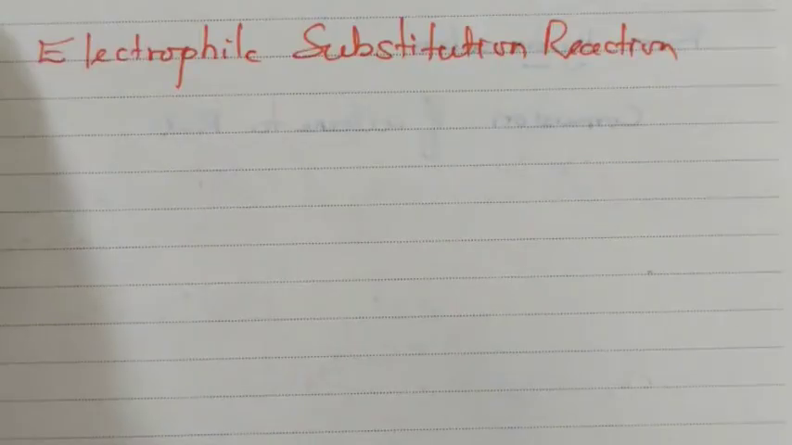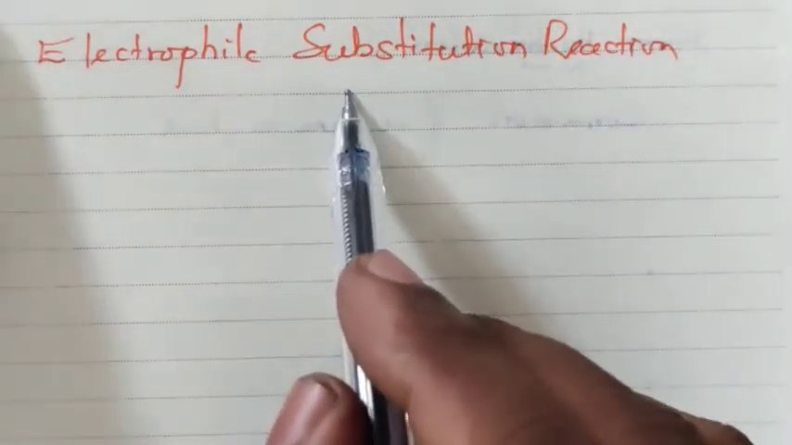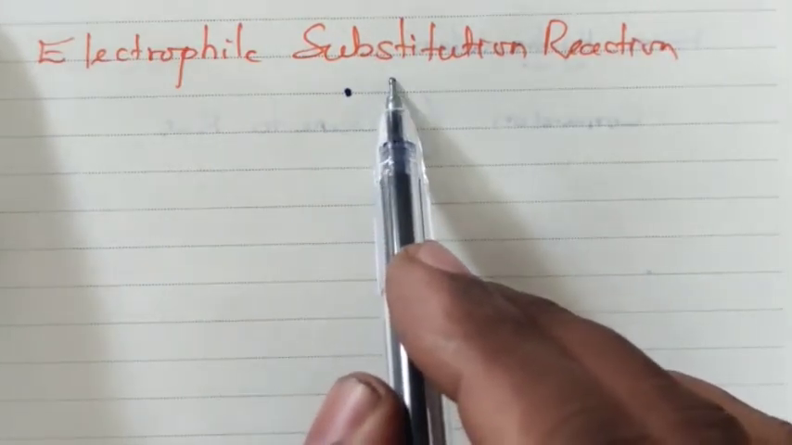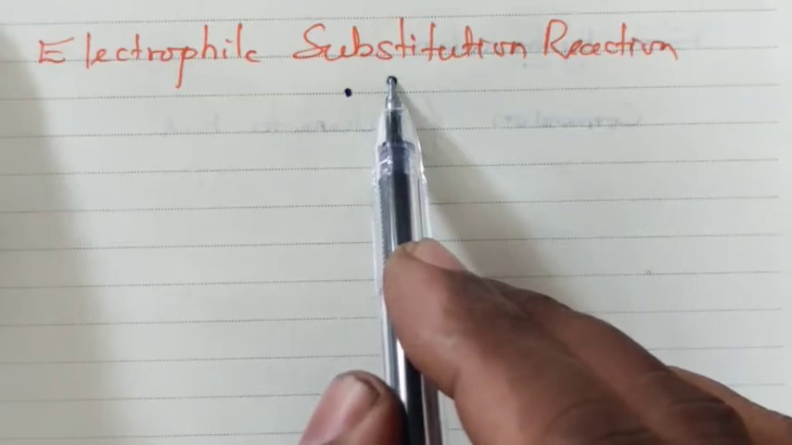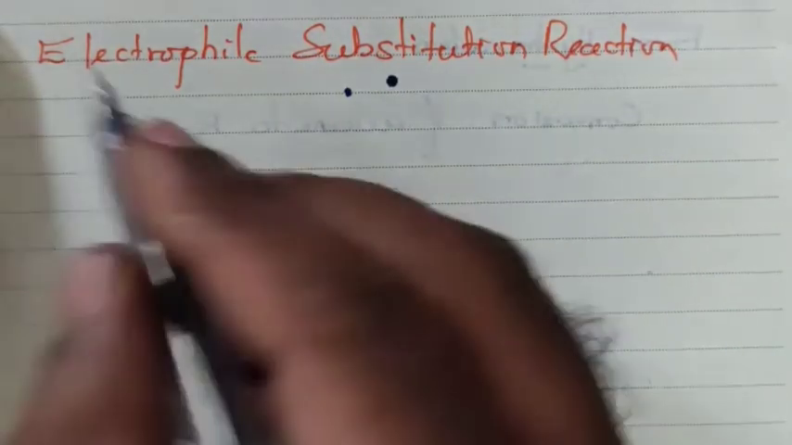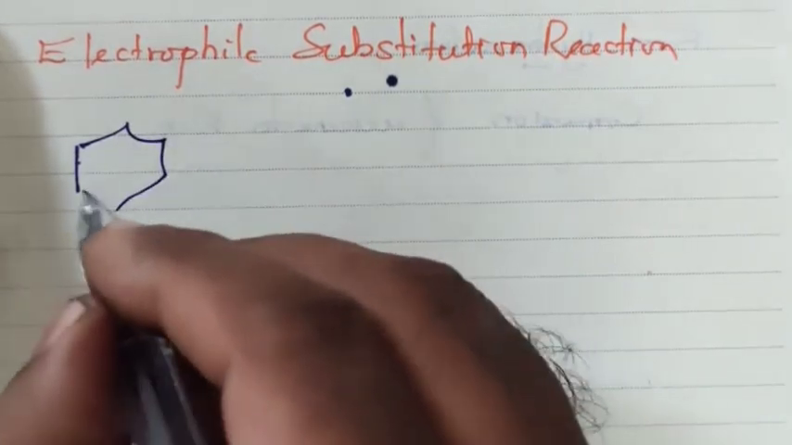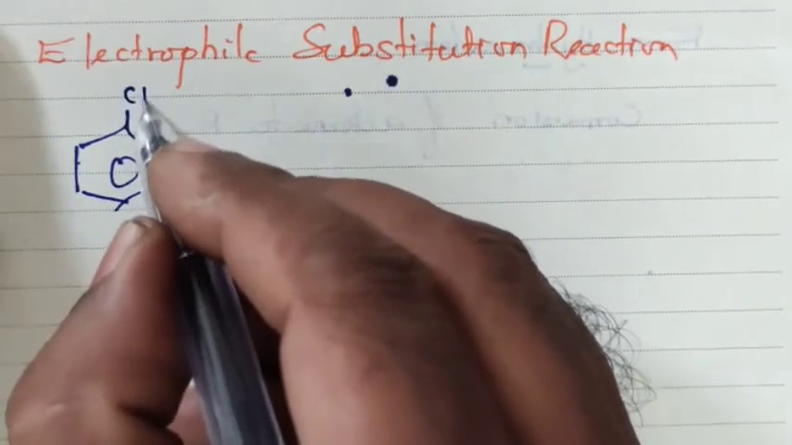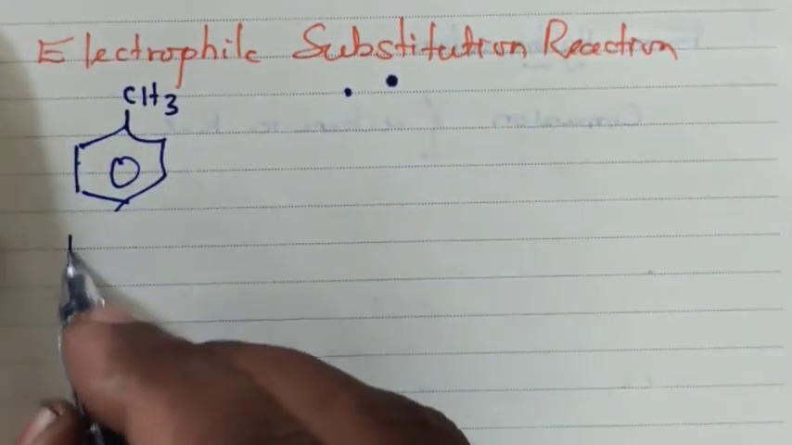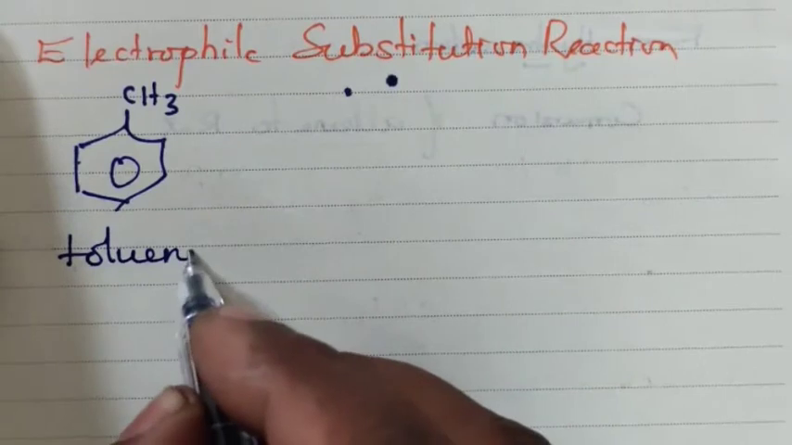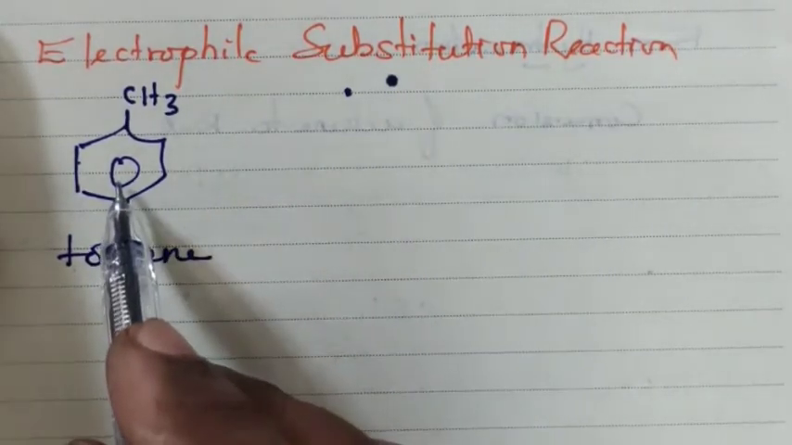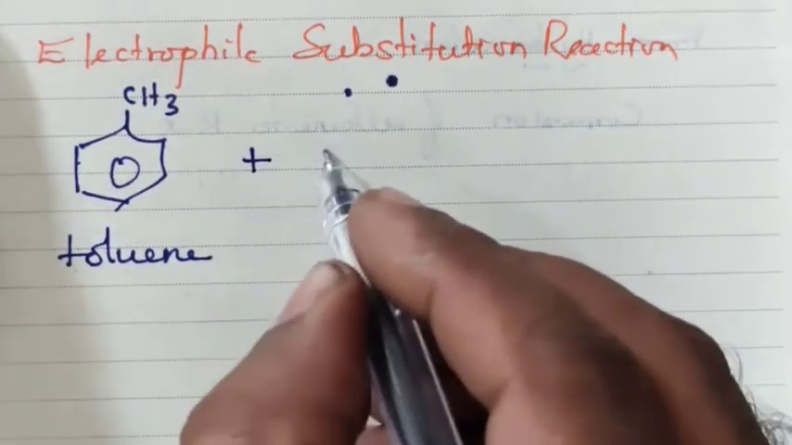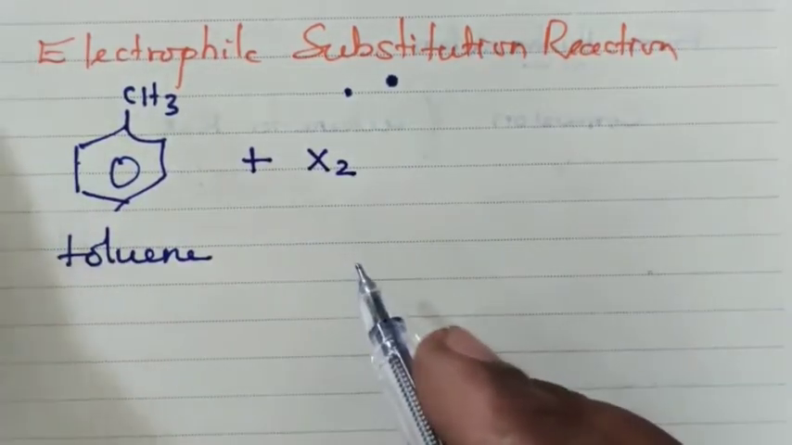This method is electrophilic substitution reaction. Electrophilic substitution reaction. This method is used for the preparation of aryl halide. Aryl halide means aromatic halide. Just an example, so what is this? It's a benzene. So in benzene, if you are putting a CH3 group, then it is called toluene. Toluene formula: benzene ring, on that we have to put a CH3 group. Suppose this toluene reacts with X2, X2 means halogen.